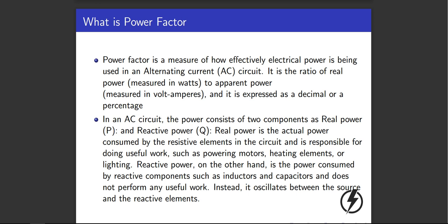In an AC circuit, the power consists of two components, real power, P, and reactive power, Q. Real power is the actual power consumed by the resistive elements in the circuit and is responsible for doing useful work, such as powering motors, heating elements, or lighting. Reactive power, on the other hand, is the power consumed by reactive components such as inductors and capacitors and does not perform any useful work. Instead, it oscillates between the source and the reactive elements.